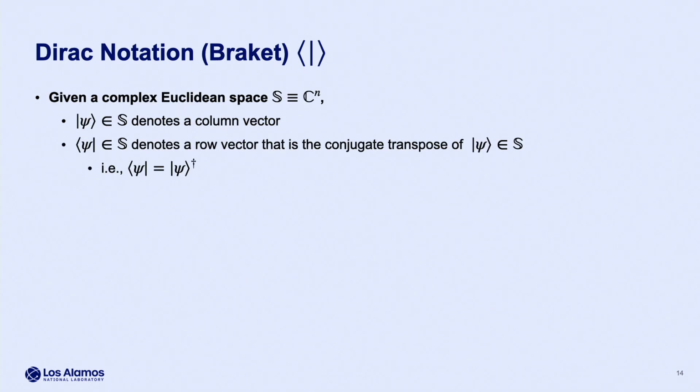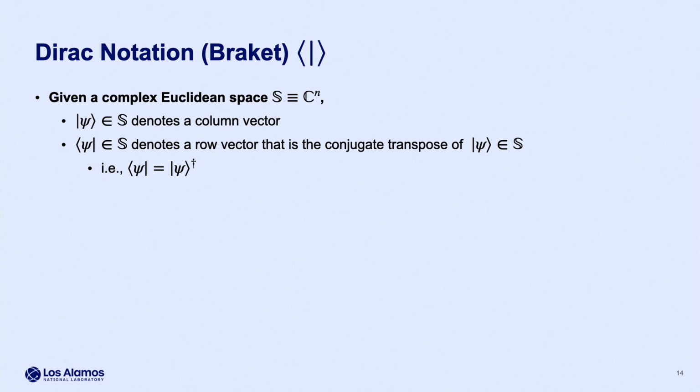Next, we have a thing called Dirac notation, which is also sometimes referred to as bra-ket. This is a notation for discussing column vectors and row vectors, essentially. So imagine that we have a Euclidean space S, which is defined over n complex numbers, so C to the n. If we have a column vector on this Euclidean space, we're going to write bar, vector, and then a close bracket, like a right angle. If we have a row vector, we're going to use a left angle, then vector, bar.